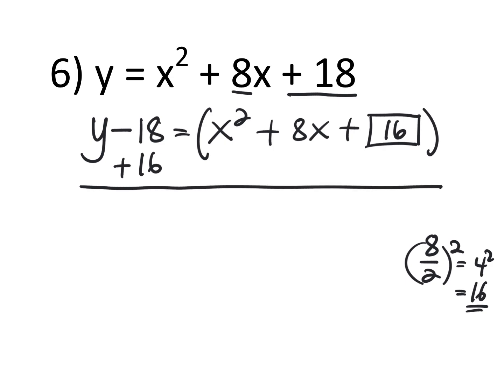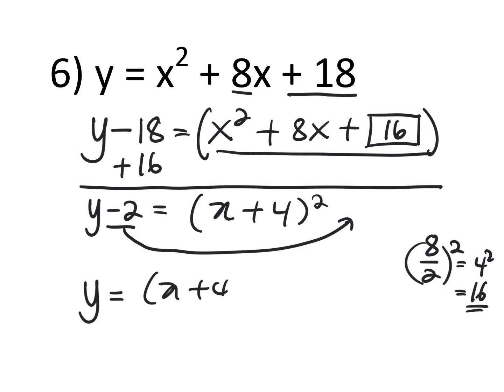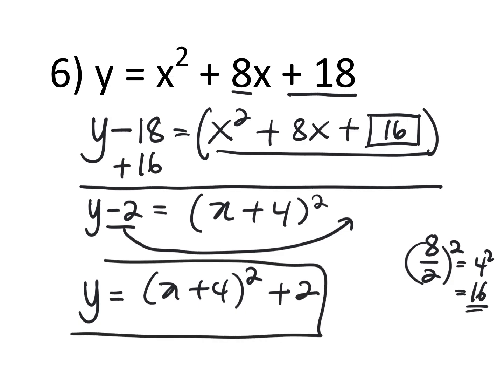So that's going to give us y minus 16 plus 18, which is y plus 2, is equal to, let's factor this one out already. That's going to be x plus 4 squared. Last thing we're going to do is to transpose this on the other side. That's going to be y is equal to x plus 4 squared plus 2. So this is your converted vertex form from this equation.